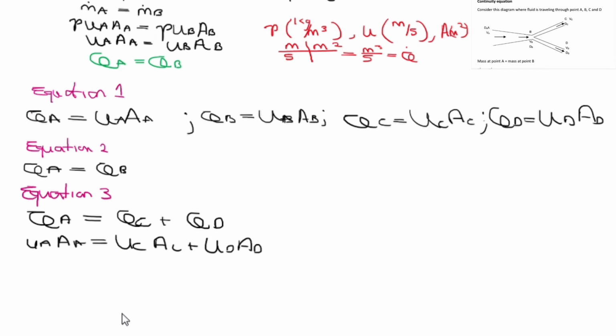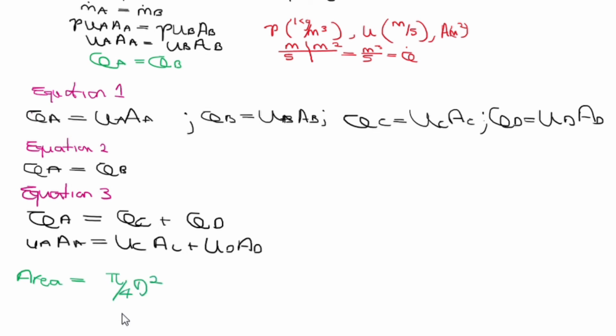The area of a pipeline can be represented in this formula here, pi over 4 diameter squared. I hope that makes sense.